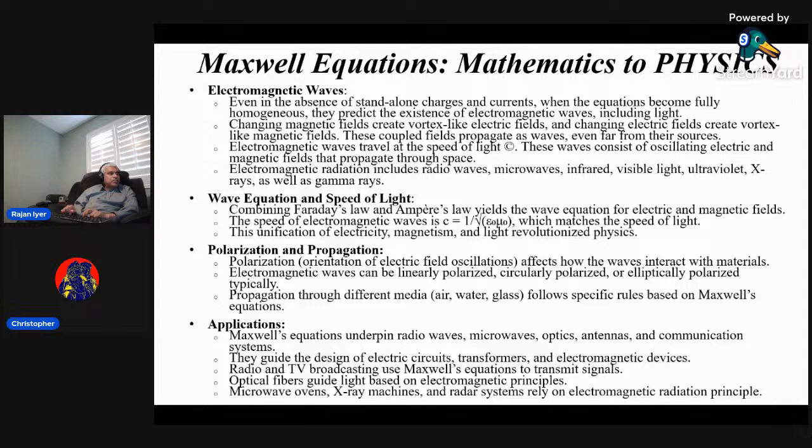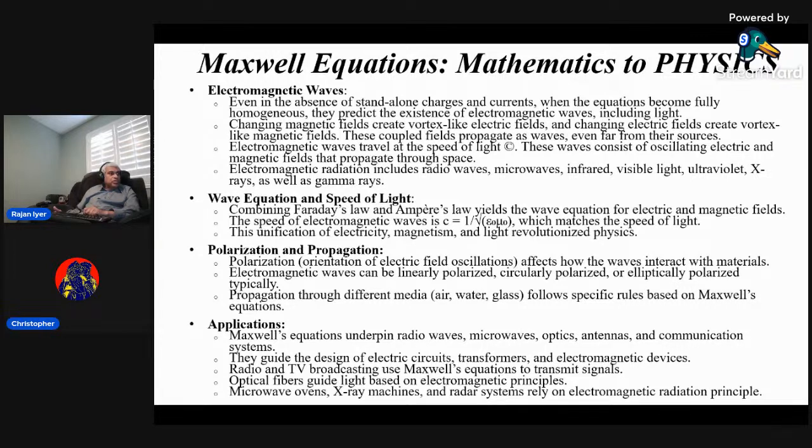Optical fibers, the guiding light, based on the magnetic principle. So now optical fibers are supposed to be more efficient than other types of transfers, like electric wires, things like that. So optical fibers are becoming more popular in communications.